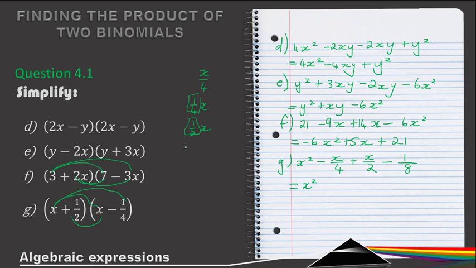If I want to add these fractions, the denominators need to be the same. So this one I'm going to change to 4. This is then minus 1 over 4 plus 2 over 4. So minus 1 plus 2 over 4 gives me positive 1 over 4. So this becomes plus 1 over 4, or I can say x over 4, because 1 over 4x is the same as x over 4. Okay, and then minus 1 over 8.